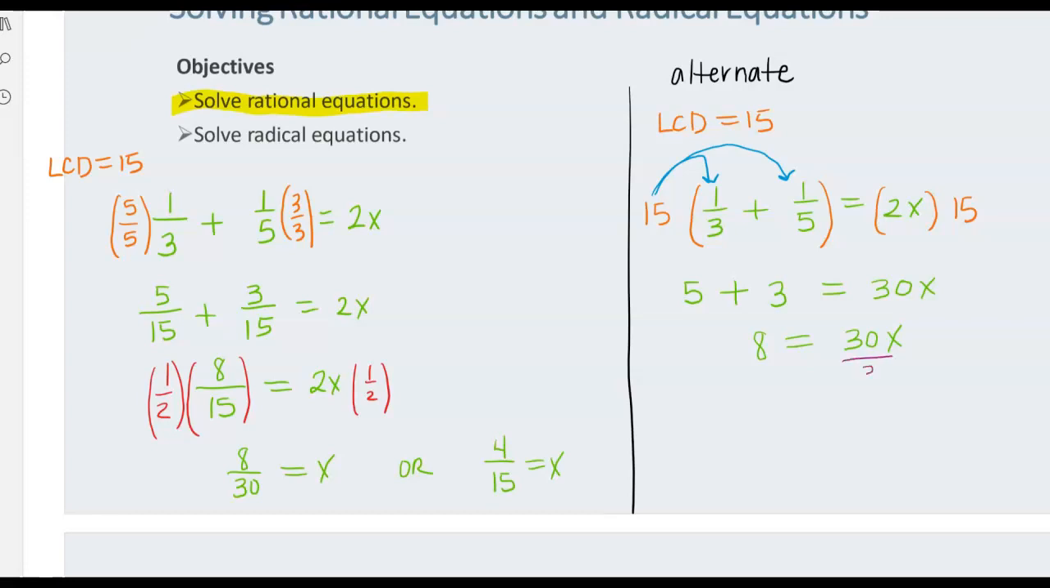Dividing both sides by 30, I'm ending up with the same answer that I got before. 4 over 15 is equal to x. In this example, it seems like it's about the same amount of work, but in the examples we're going to be looking at next, we've got variables in the denominator, and so it makes it less complicated if we use the method of clearing denominators rather than getting denominators to be the same.